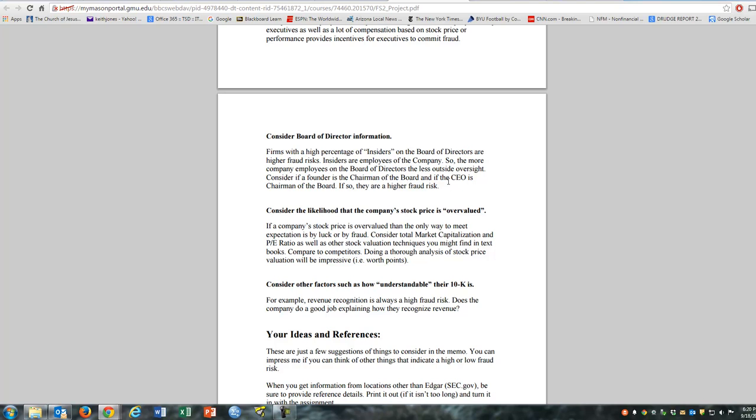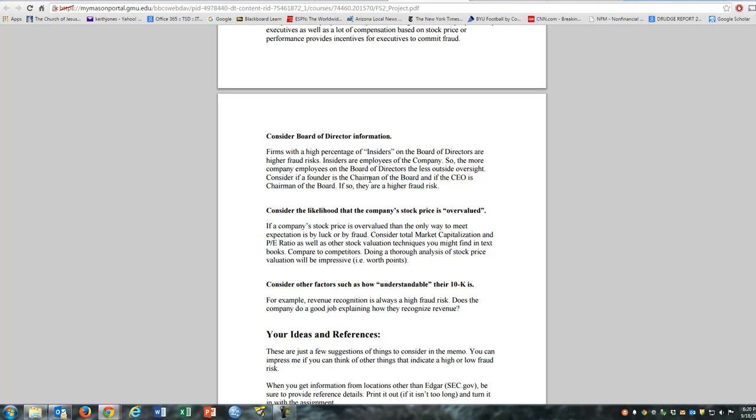So the more employees that are on the board of directors, the less oversight. So there's one less level of oversight, because if the CEO is the chairman of the board, there's nobody overseeing the CEO. So if you have the CEO as chairman of the board, again, it's less oversight. A lot of companies do this, especially companies like Google, where the founders are the CEO and chairman of the board. That doesn't necessarily mean that they're committing fraud, but it is one less level of oversight.